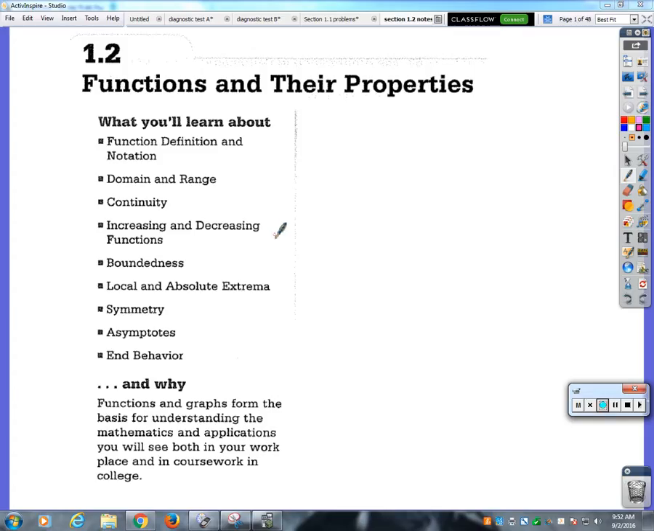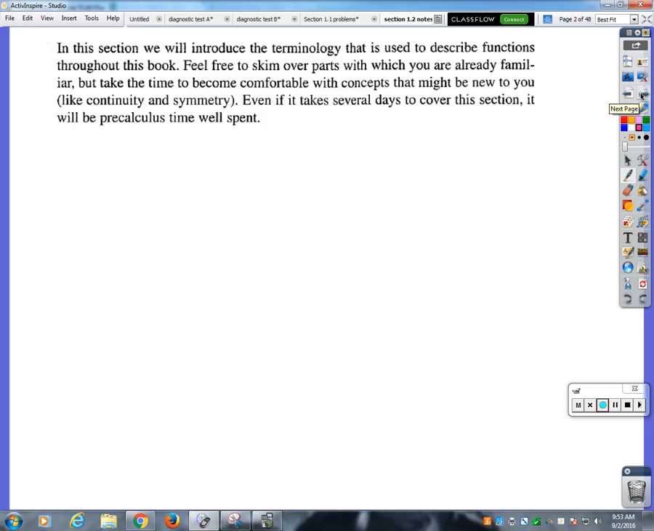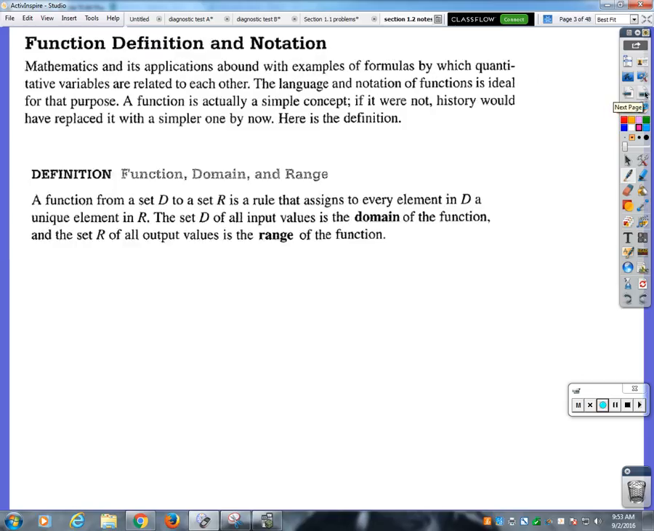Increasing and decreasing, pretty simple. Boundedness, whether something has a boundary or not. Local and absolute extrema. Extrema is the plural of extreme. So we're going to be looking at extreme values of functions, maximums and minimums, things like that. And then you know about symmetry, asymptotes, and then we'll introduce a little stuff about end behavior, okay? So those are all properties of functions that we are going to talk about in this section, okay?